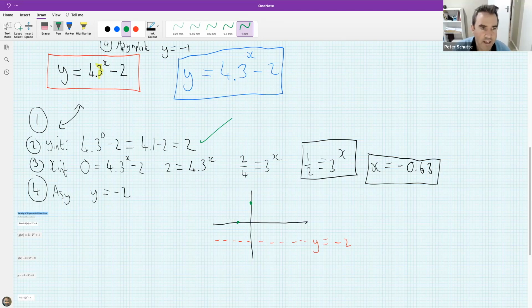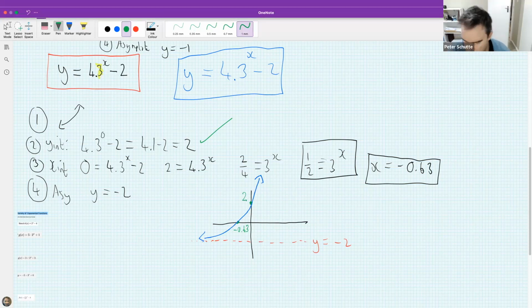And now when I come along and draw my graph in, it has to go through those 2 points. And so that's why it goes there, but it may not cross that line. And then I must label it. So this is going to be 2, and this is going to be minus 0.63. Okay, that was quite a tricky one.